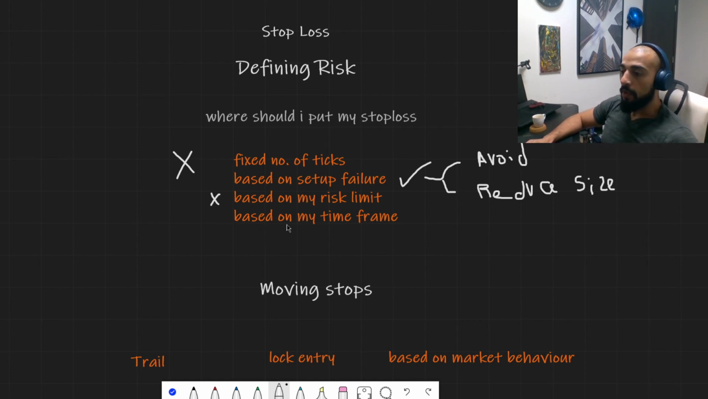Should I put my stop loss based on my time frame? Yes, you have to understand and you have to identify which time frame you're playing. Are you playing on a minute or a seconds frame? Are you a scalper? Are you taking this trade based on a 5 minute or 15 minute trade? That means that this trade will require bigger risk. It will require more hours on the market, and it will require probably more effort.